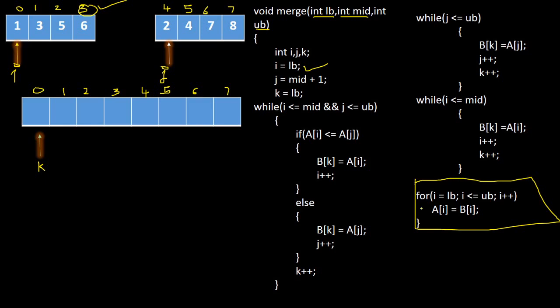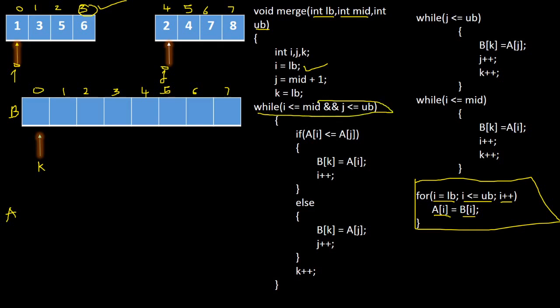Just write a for loop: for i is equal to LB, LB value is 0, i less than or equal to UB, UB value is 7, and i plus plus. Just b of i is equal to a of i. This will copy all the elements of the new array b into the older array, the initial array a, to get the sorted elements, right? So without wasting time, let us see what this while loop does.